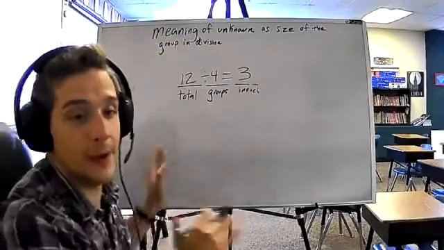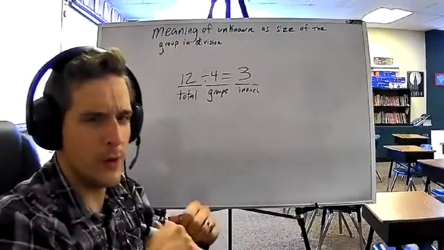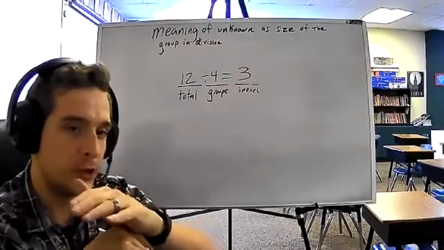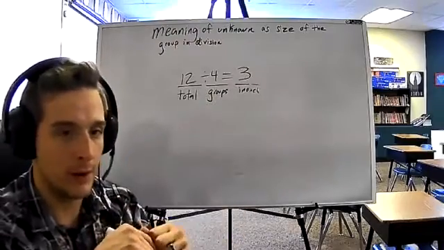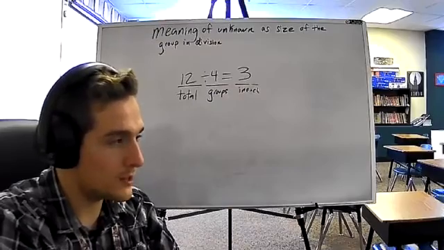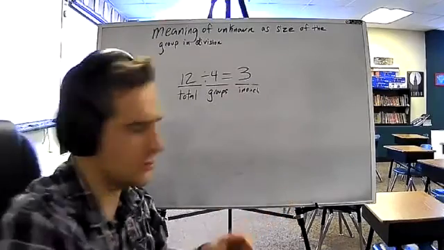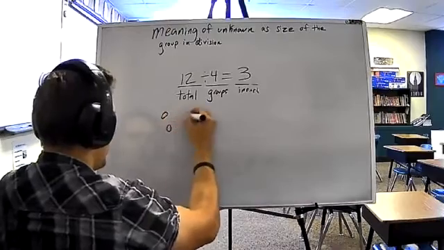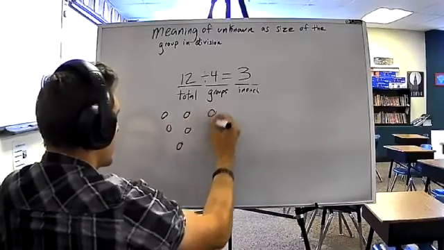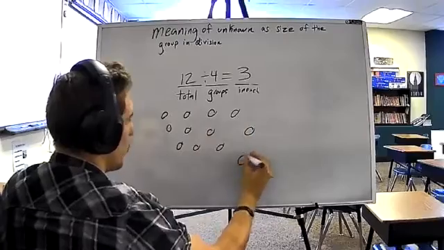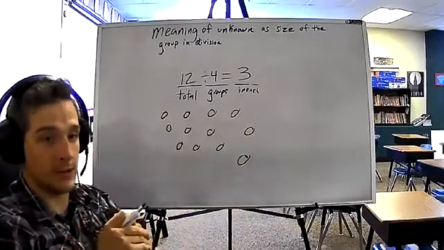Now, I can draw a picture of this. Yesterday, we started with how many rows, how many are in each row, and then we put them all together. This time, it's a little different. We'll stick with those Skittles. Let's say I have 12 Skittles: 1, 2, 3, 4, 5, 6, 7, 8, 9, 10, 11, and 12. I have 12 Skittles up here.